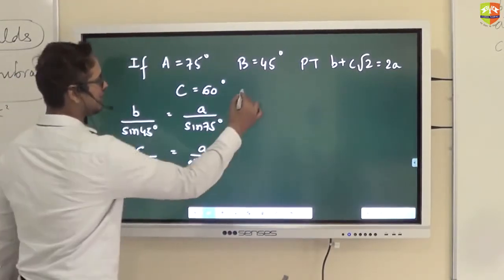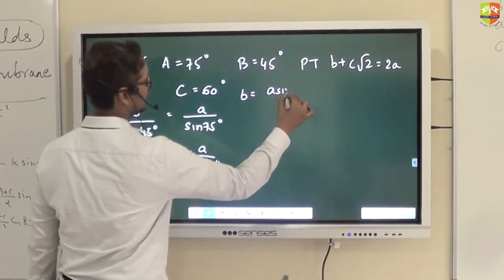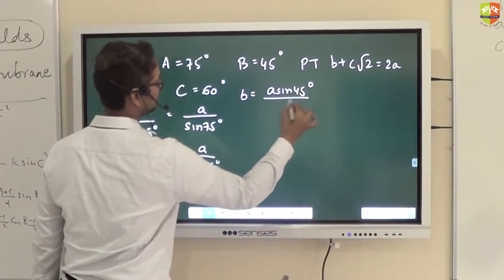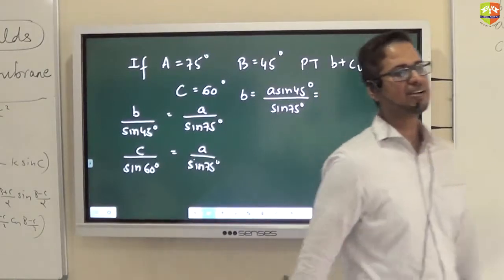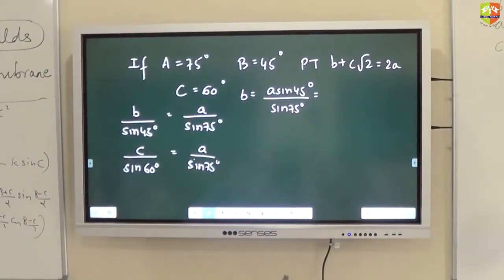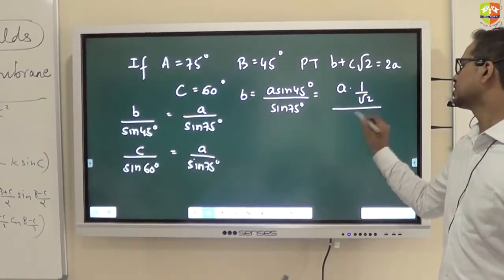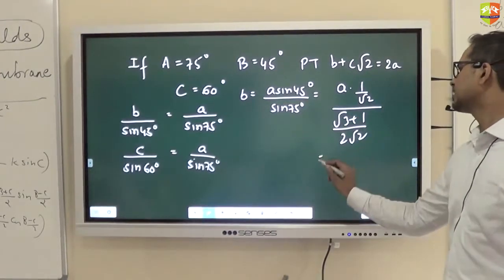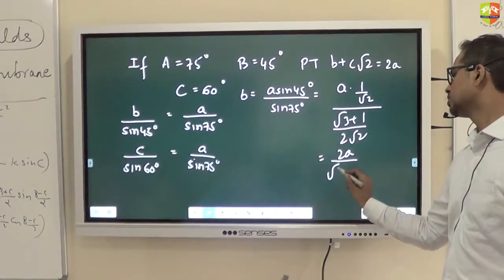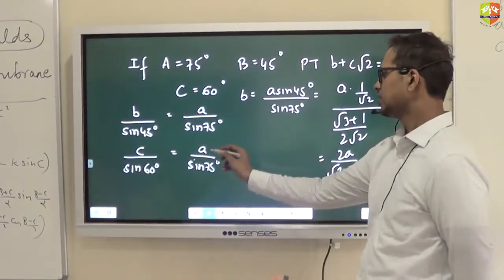Okay. Now, can I write B as sine 45 into A by sine 75, correct? What is sine 75 degree? Sine 90. Root 3 plus 1 divided by 2 root 2. So, 1 by root 2 and this is root 3 plus 1 by 2 root 2. So can I say it will become 2A by root 3 plus 1? Root 3 plus 1 is equal to B. Now we equate B and C.